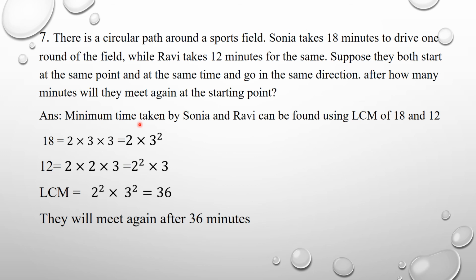Here, minimum time taken by Sonia and Ravi can be found using LCM of 18 and 12. We can write 18 as 2 into 3 square and 12 as 2 square into 3. Therefore, LCM will be 2 square into 3 square, which is equal to 36, and they will meet again after 36 minutes.